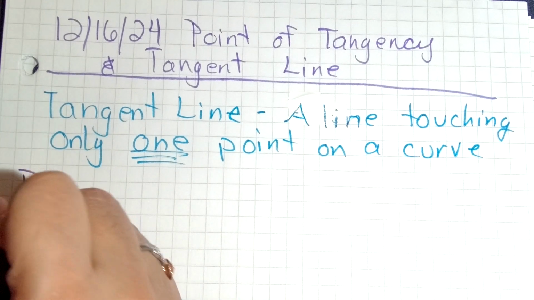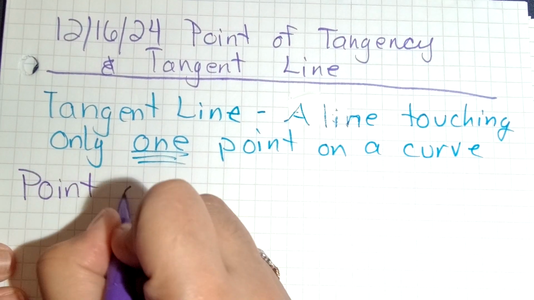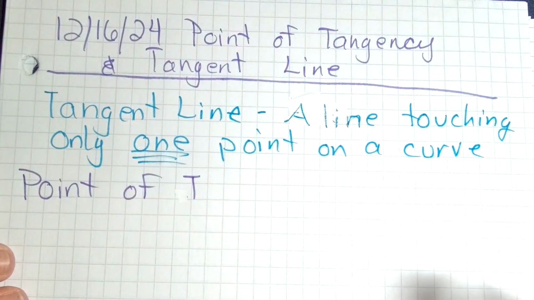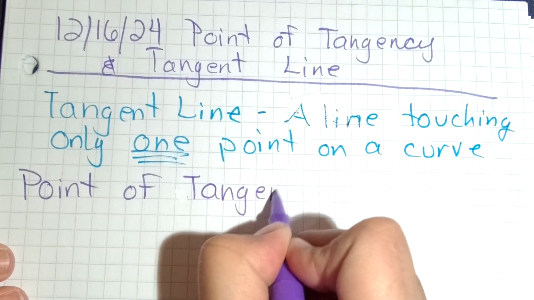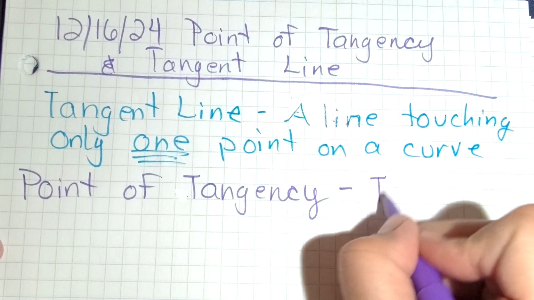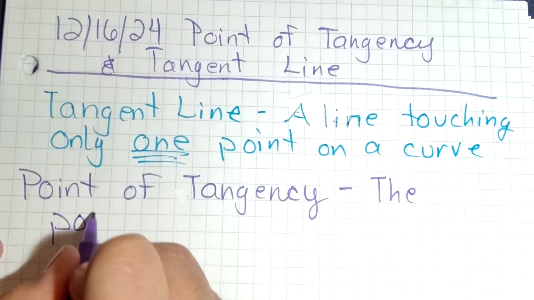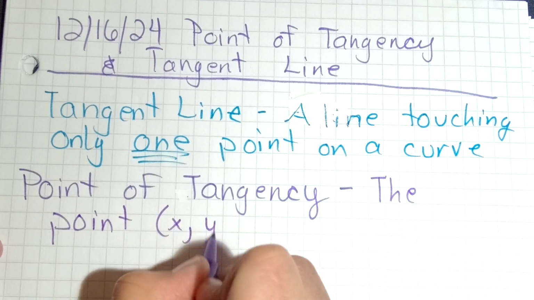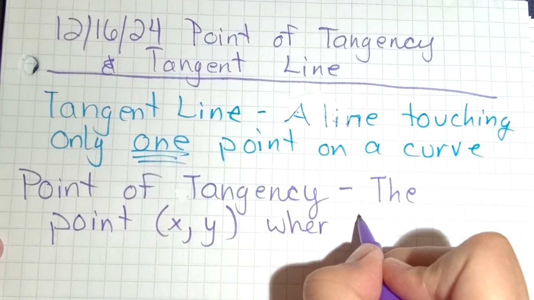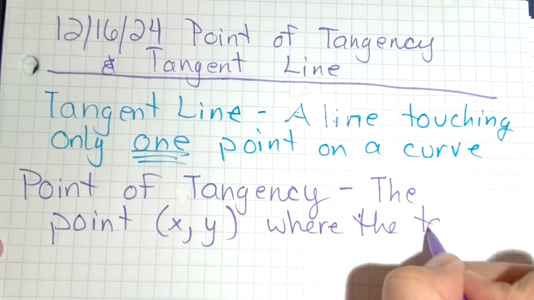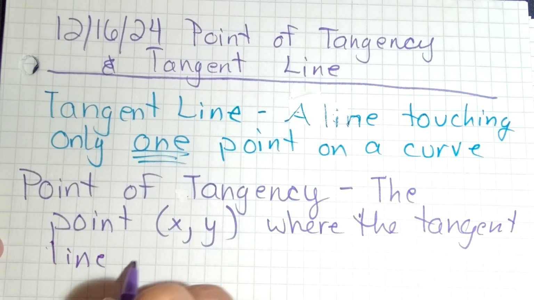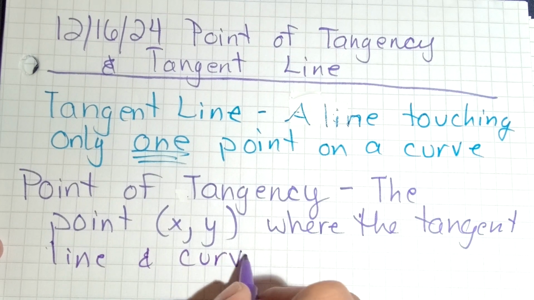The next thing is called the point of tangency. This is the point, and remember it's going to be an xy coordinate, where the tangent line and curve meet.